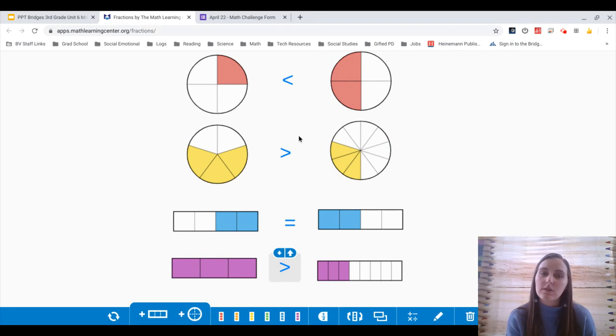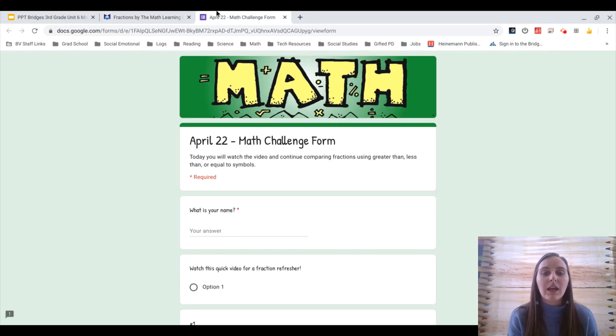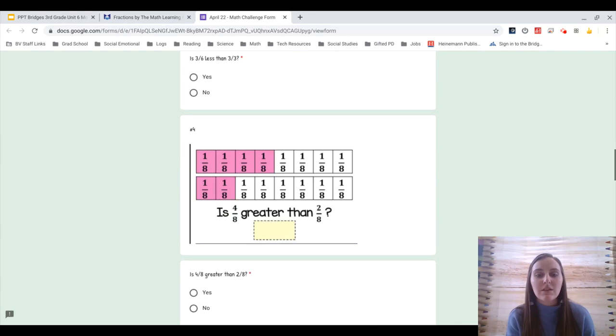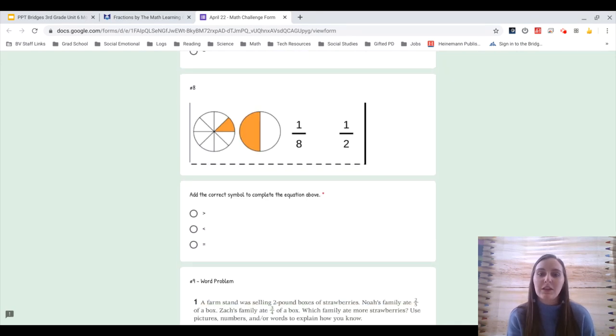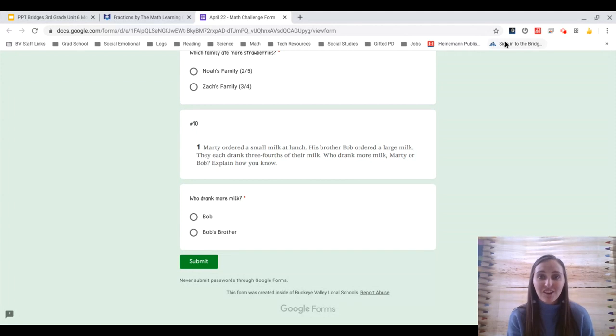So this was just a little bit of practice on shading in your fractions. I know you can all do that. It's just hard for me to tell in a math form, but go ahead and take the time now to answer the rest of these fraction questions for your daily challenge today. And I can't wait to learn with you again soon.